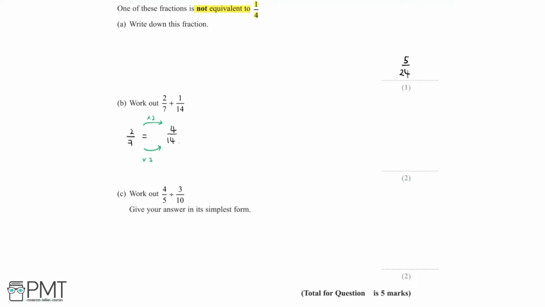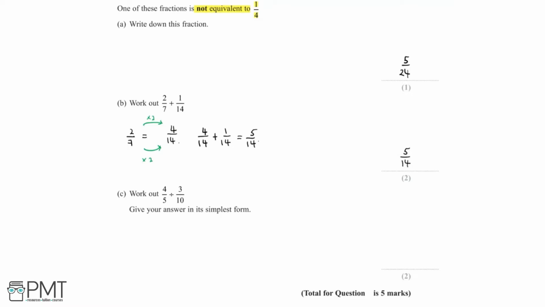So now we can say that 2 over 7 plus 1 over 14 is the same as saying 4 over 14 plus 1 over 14. And now that we have the same denominator, we can go ahead and add the numerators together and leave the denominators the way they are. And so 4 over 14 plus 1 over 14 would be equal to 5 over 14. And so we've found that 2 over 7 plus 1 over 14 is equal to 5 over 14.